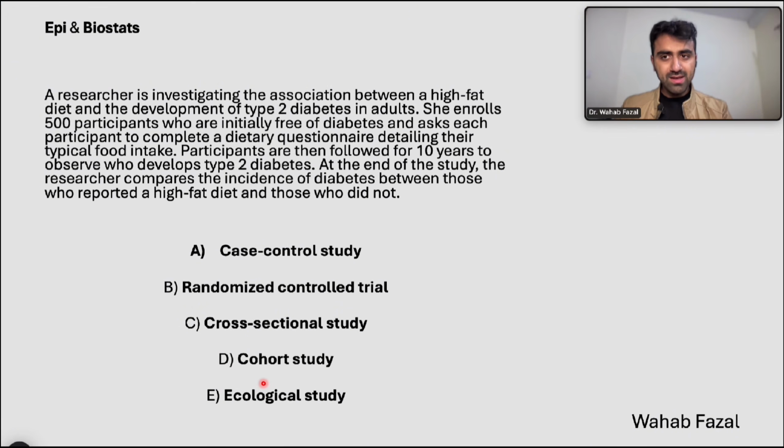Is it an ecological study? Was this conducted on a state, on a province, on a country's level? I don't think so. We just took 500 participants and we followed them up for 10 years. So yeah, that makes the answer a cohort study.